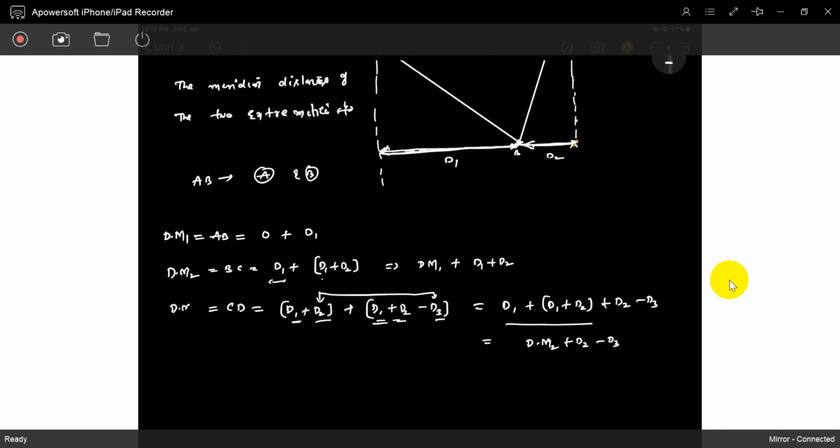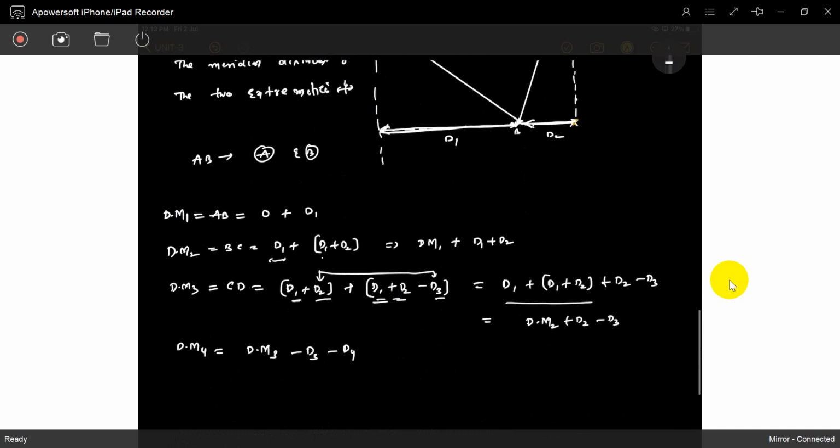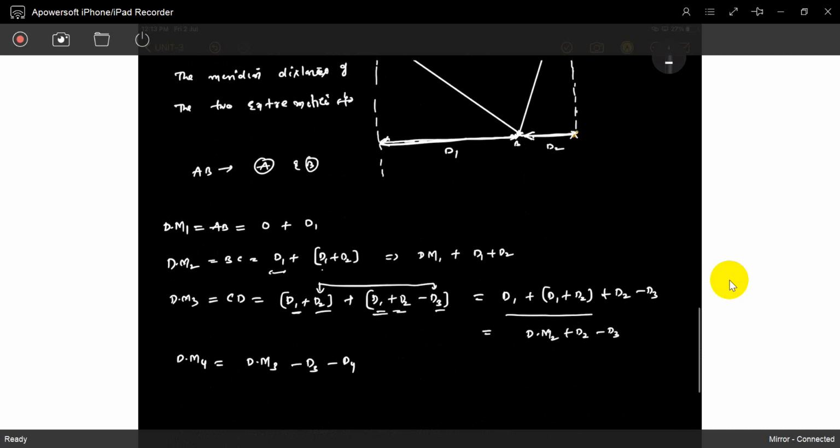This is DM3. So DM4. Same thing, you can write it as DM3 plus D3 D4, because it is up to this point. So same thing. If you observe it, previously you got half, now you get full. So same thing, you can write it as C.